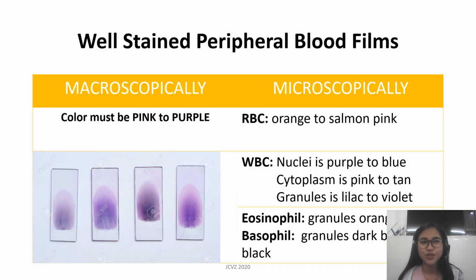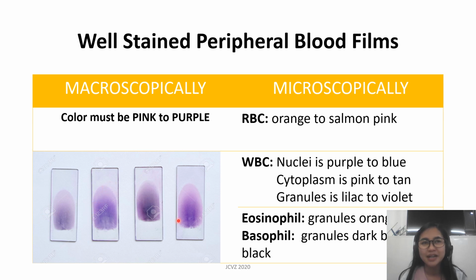So how would you know that you have properly stained your peripheral blood film? You have to look at two areas here. We look at your slide macroscopically and also look at your slide microscopically. So when we look at our slide in a macroscopic view, the color of your slide must be pink to purple. Okay, so if you take a look at our slides here, these are well-stained peripheral blood films. The color of the film is violet, or purple.